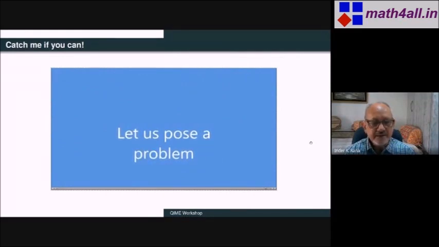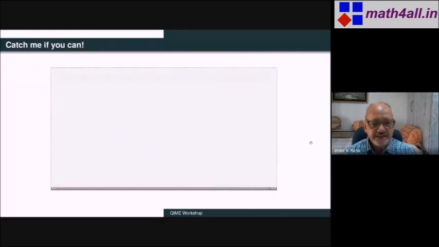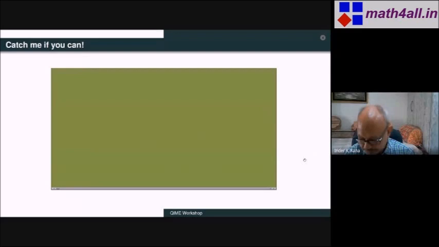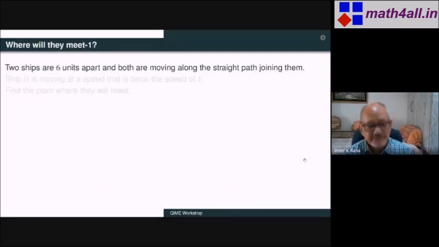So motivated by this exciting video, let us pose a problem. And the problem is the following. Two ships are 6 units apart. It could be 6 miles or 600 miles or anything. It doesn't matter. They are 6 units apart and both are moving along a straight path joining them.